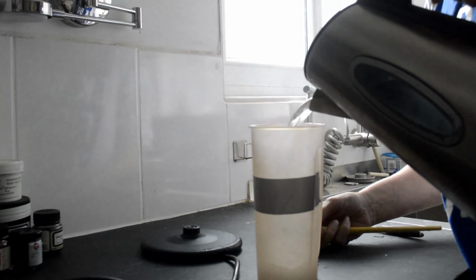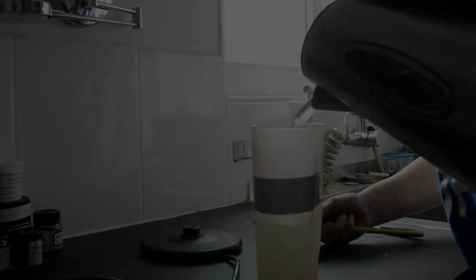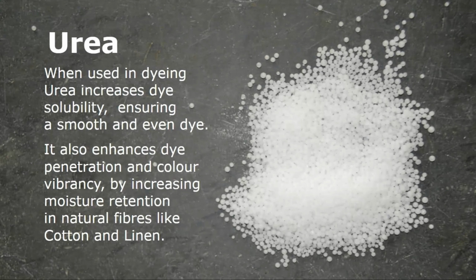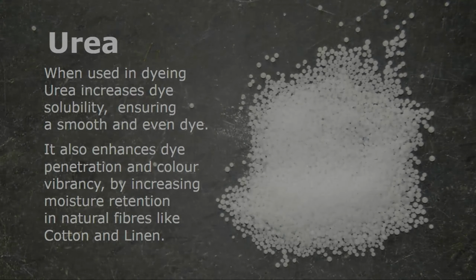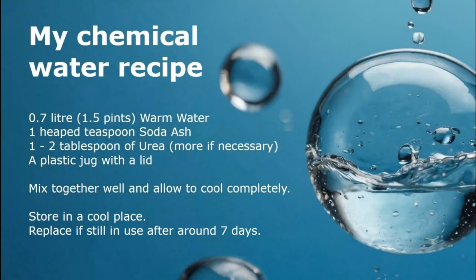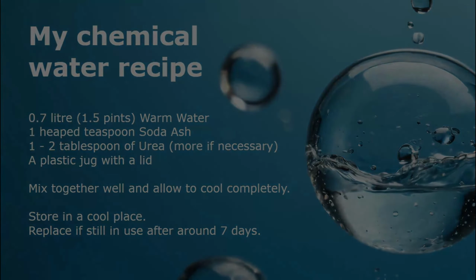When it comes to urea, you may need to add more depending on your climate and what you're producing, but for this demo you don't need much, and if you're a beginner you can try this without using urea if you wish. Once the chemical water is mixed and you've stirred it well on a number of occasions, leave it to cool for a while, and when it's cool, it's time to turn your attention to your dyes.